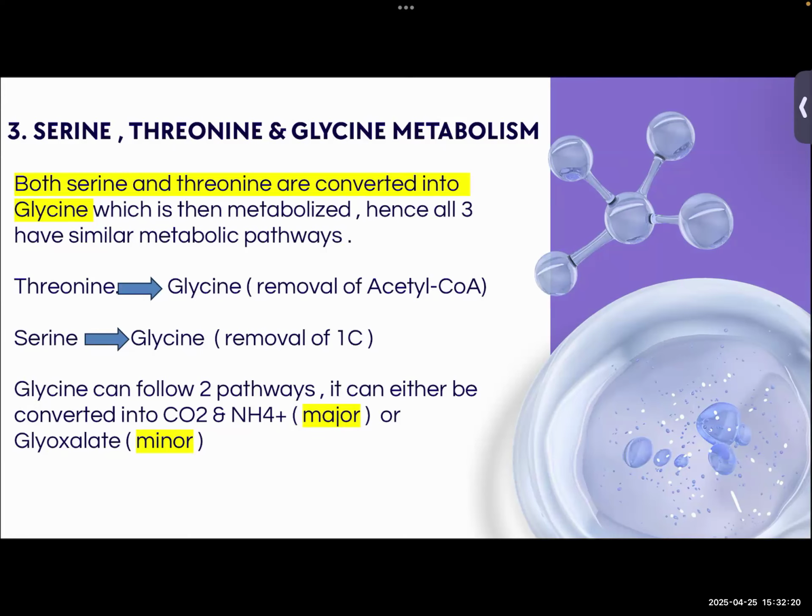So glycine can be broken down in two ways. There's a major pathway and a minor pathway. The major pathway is that it's converted into carbon dioxide and ammonium. And the minor pathway is that it's converted into glyoxylate and then oxalate, which is on the next slide. We'll go through it. But just remember, serine and threonine become glycine, and then glycine is broken down. And you need to remember what's removed from serine and threonine to make them glycine.